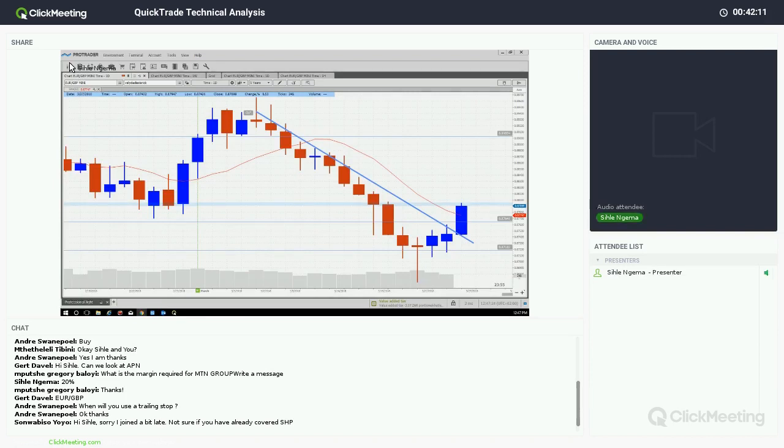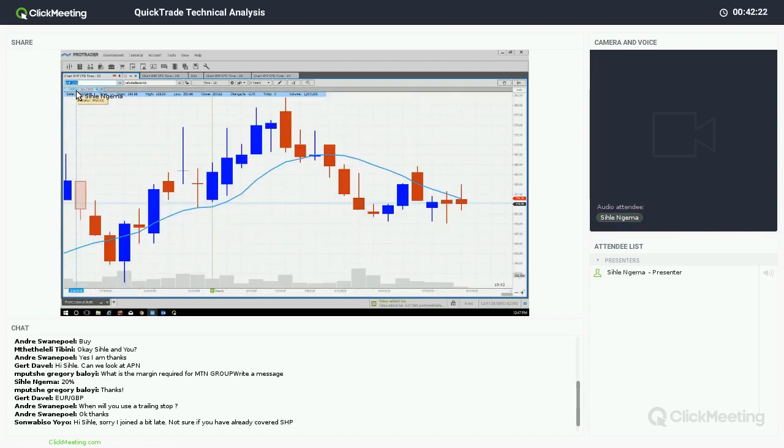No, I haven't covered SHP, Sonobi, so let's check if we can get something out of ShopRite. We had a look at ShopRite this morning. We had a look at this one.